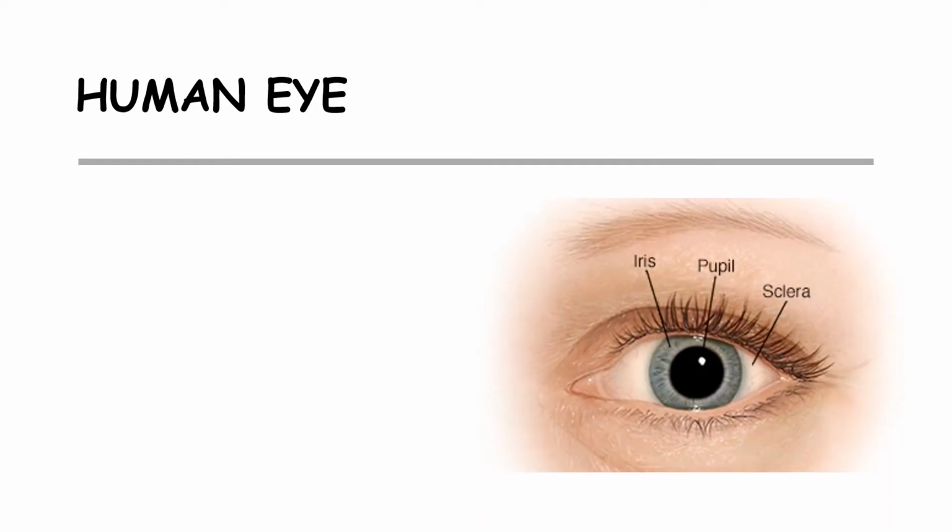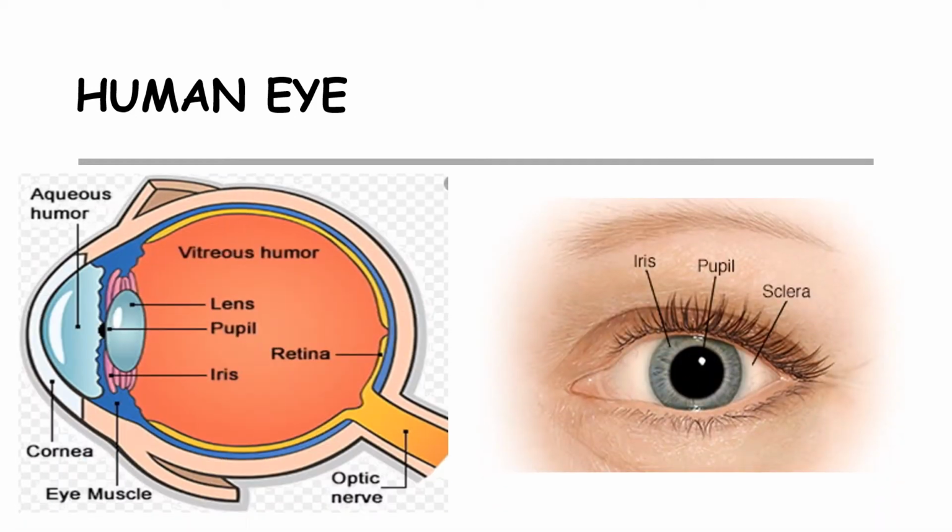So moving on to the human eye, this figure shows a horizontal cross section of a human eye. The eye is spherical in shape with an average diameter of approximately 20 millimeters, and there are three membranes in a human eye. They are the cornea, which is the outer cover, the choroid, and the retina.